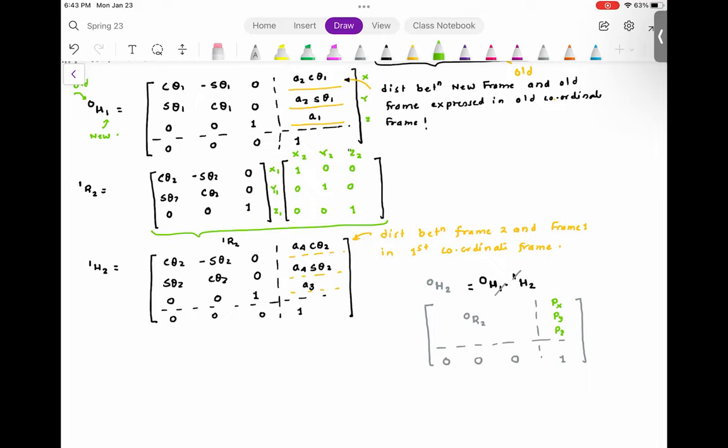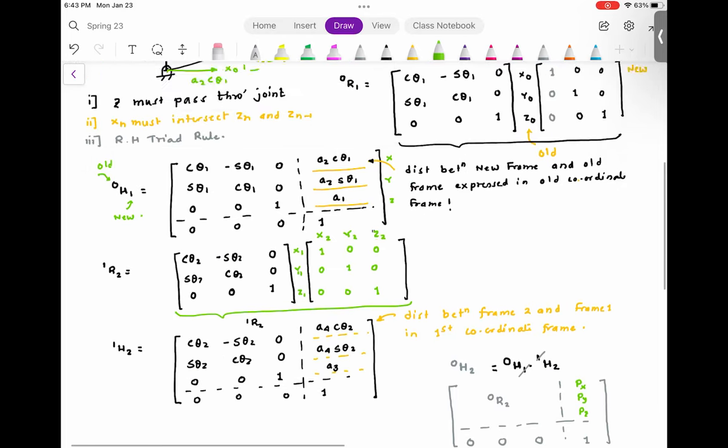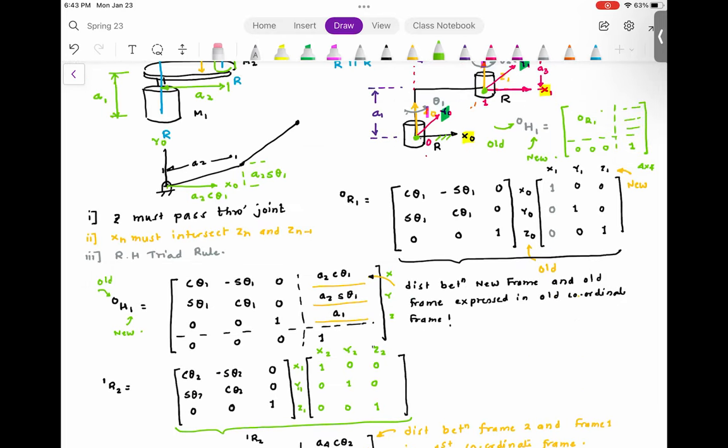With this, the forward kinematics problem is solved. Depending upon how mathematically inclined you are, you can perform this multiplication by hand, or you can use MATLAB to solve it. But before I go forward, I want to explain this once again a little bit.